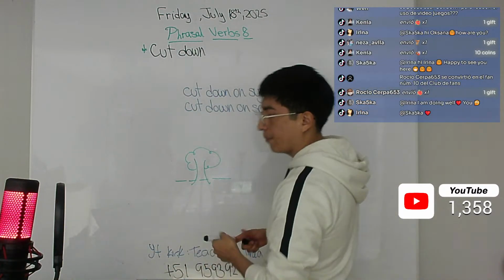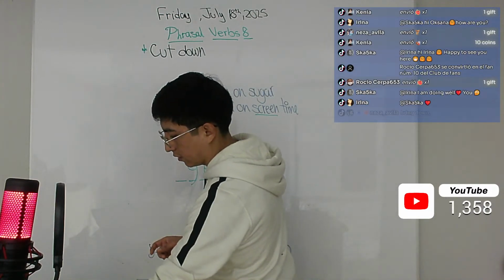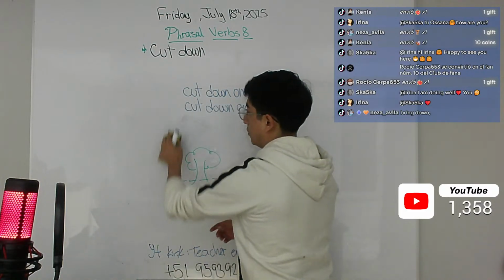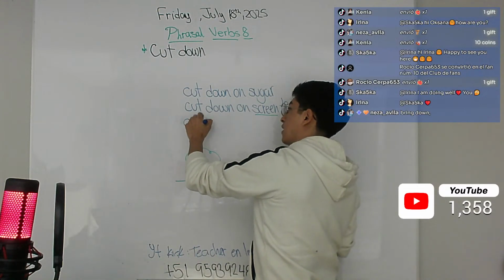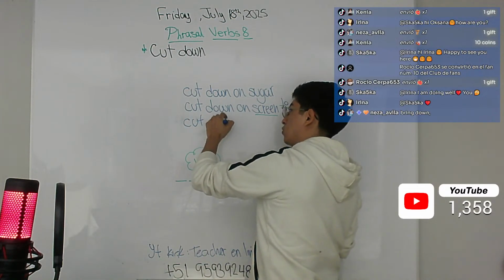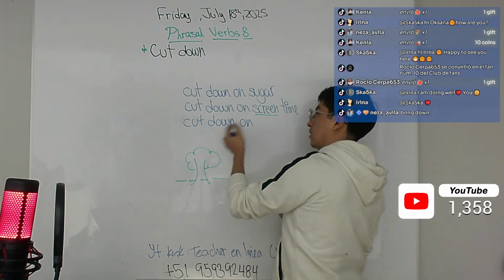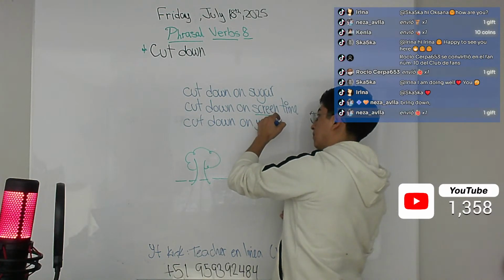Let's put one more example here. And maybe we can say, oh no, this is not the marker that I need to use. Okay, let's continue with the following example. We can say, we need to cut down, we need to reduce on. Okay, we need to cut down on your expenses.